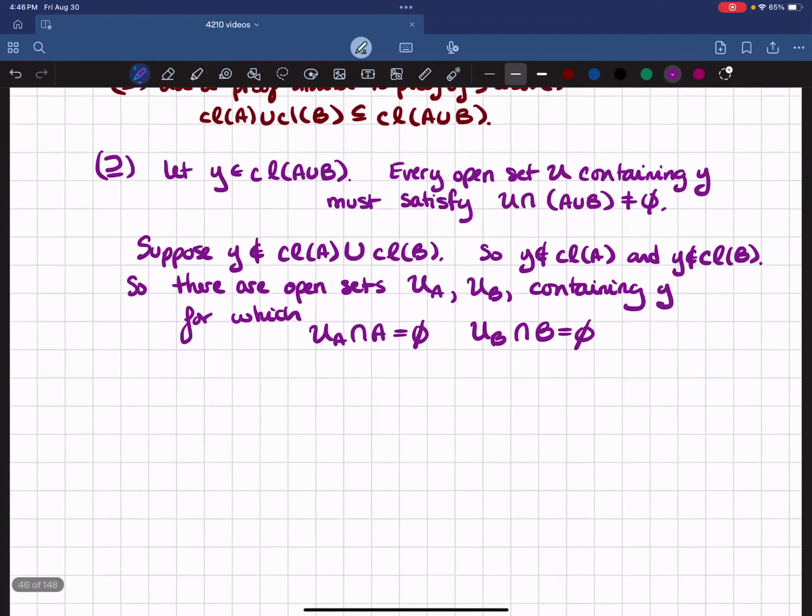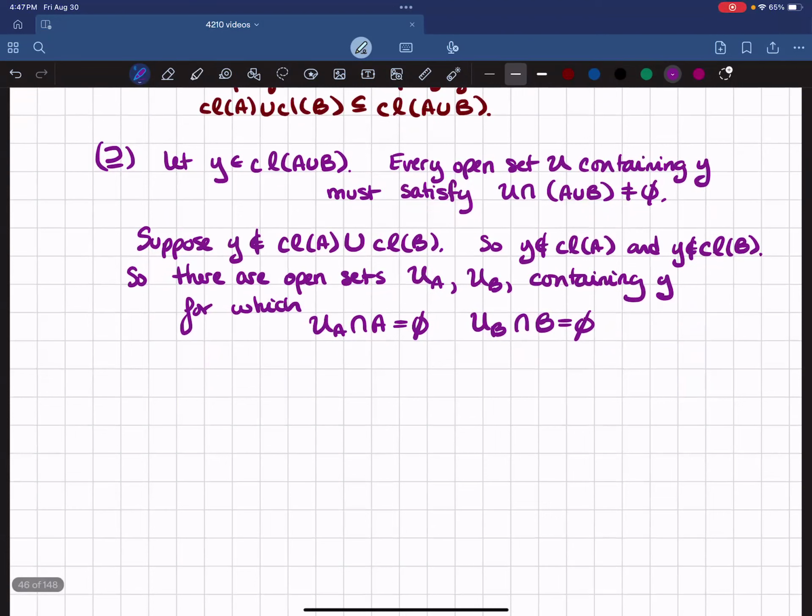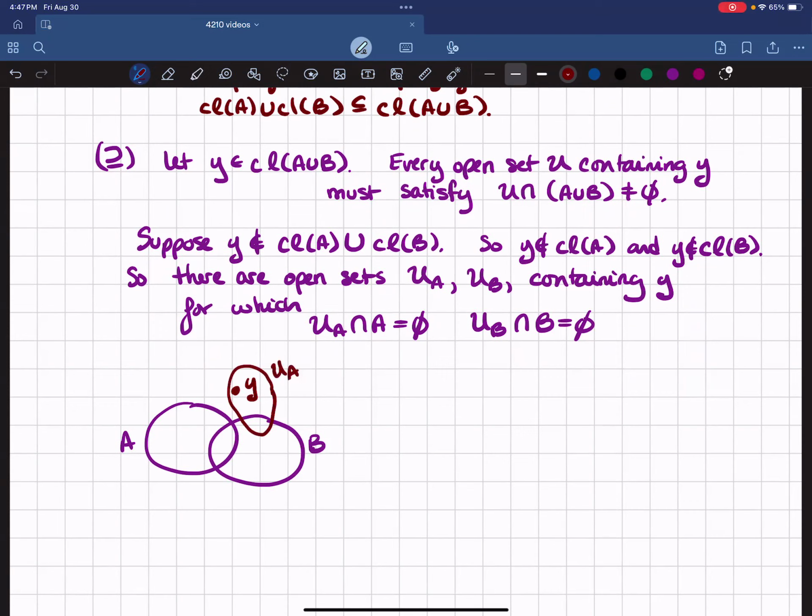So let's draw a Venn diagram, okay? So I have A and B, and I'm assuming that Y is not in the closure of either of those. So Y is out here somewhere. And to show that Y is not in the closure of A means that there has to be some set U sub A, some open set that contains Y, but doesn't touch A. So that U sub A is sort of showing that Y is not in the closure.